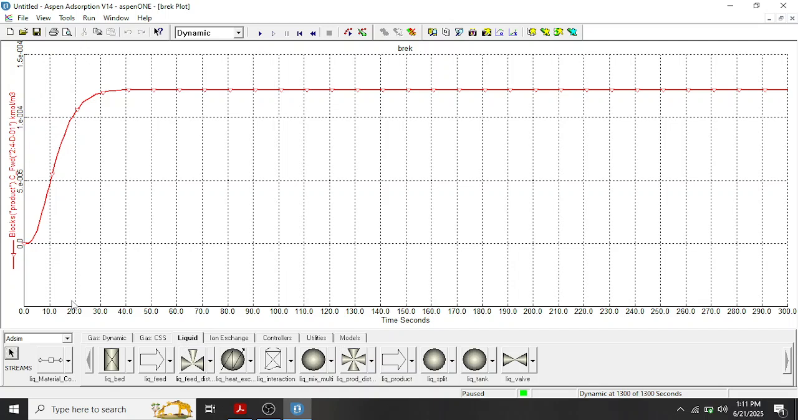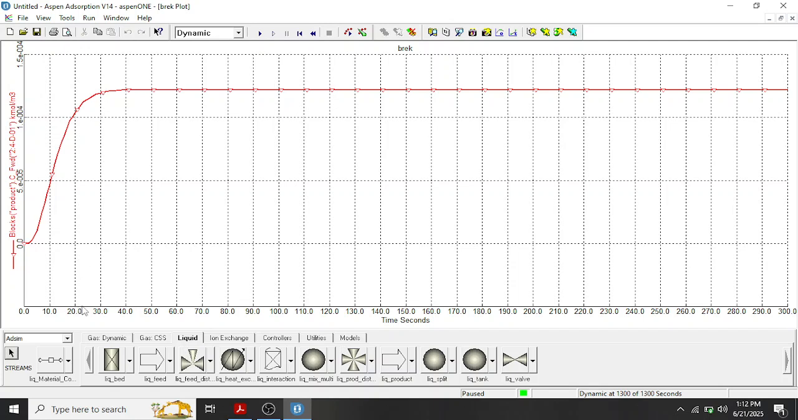Now here you can see the breakthrough time. This is the inlet concentration, and this is the outlet concentration, the concentration of the 2,4-dichlorophenolic compound in the product stream. So with the passage of time, in the beginning, the concentration of 2,4-dichlorophenolic compound in the product stream was zero, and after a certain time, it increased, and it reached some specific constant value. And here you can see this is the point where we can obtain the breakthrough time.